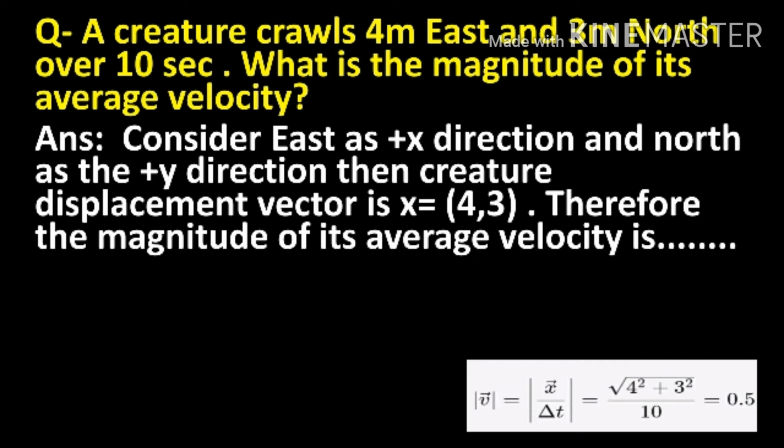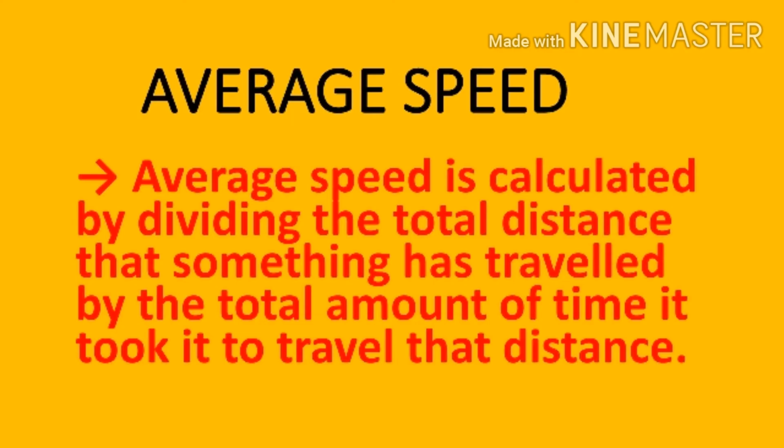So here we took two examples to understand the actual meaning of average velocity. Now we talk about average speed, what it means. The average speed is calculated by dividing the total distance something has travelled by the total amount of time it took to travel that distance. This is the definition of average speed.